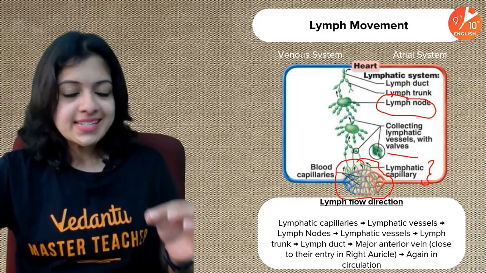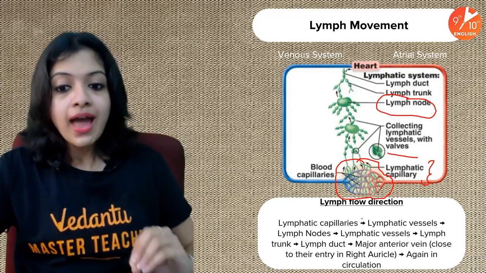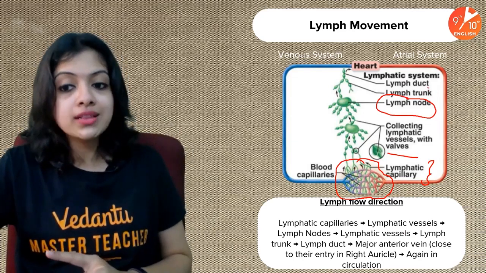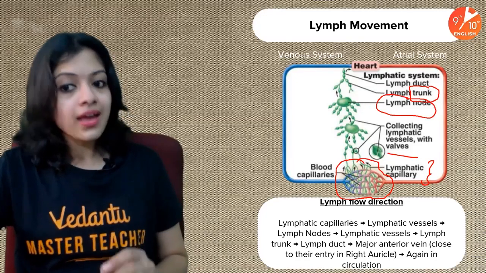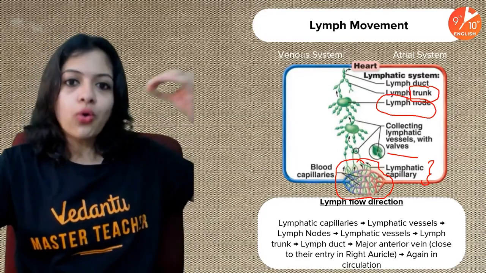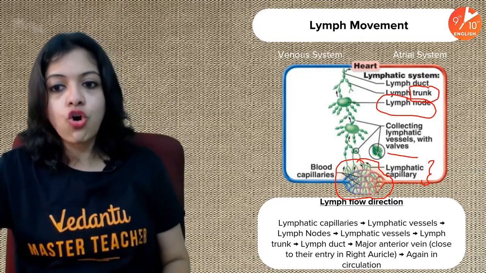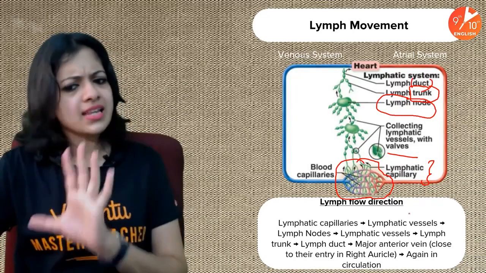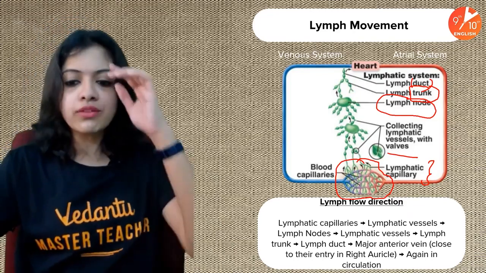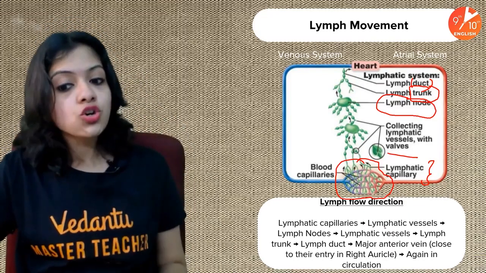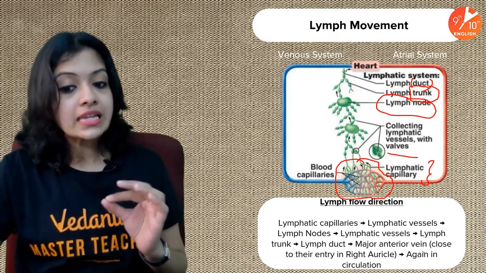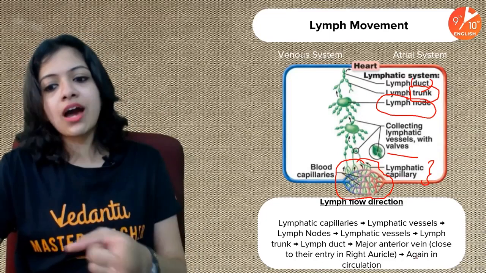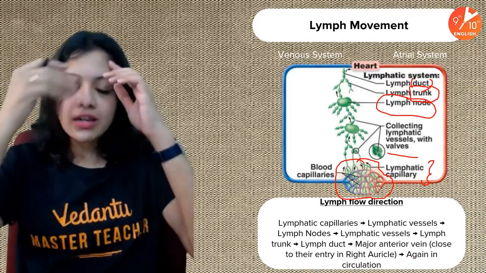Then there is another set of lymph vessels which leaves the lymph node, and they join to form larger channels which we call the lymph trunk. Okay, and then the lymph trunks join to form even larger tubes which are called lymph ducts, or collecting ducts. Let's use the word lymph duct so that there is no confusion. And then where does that go? That goes and empties into the major anterior vein, which is close to the right auricle, and that is how it enters further into circulation.